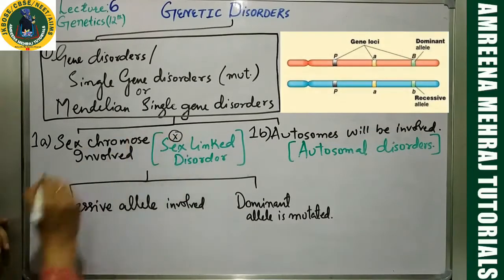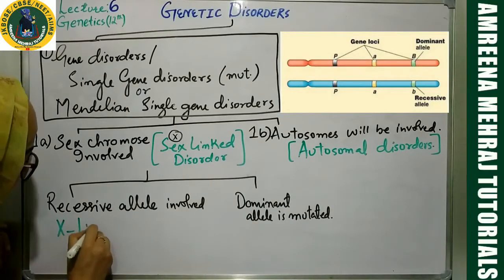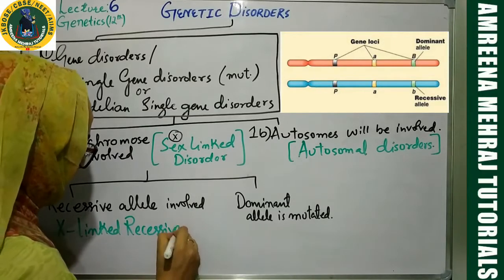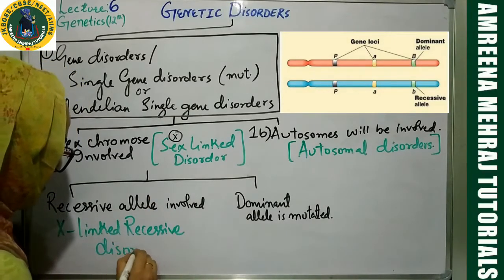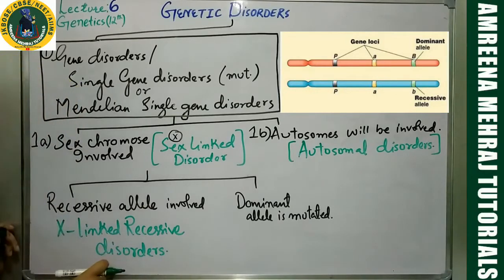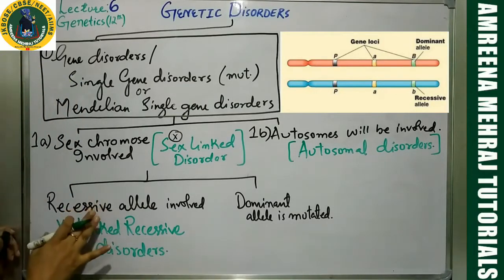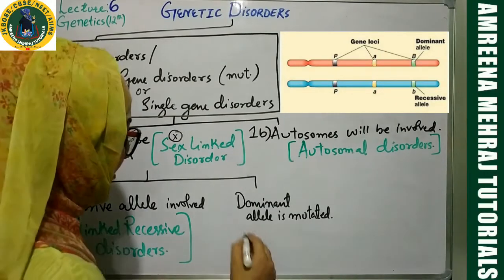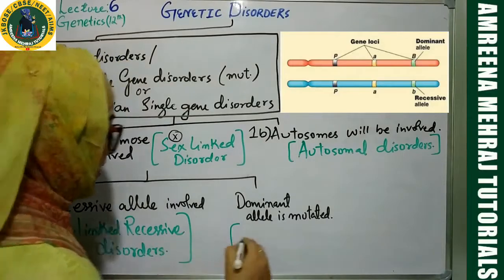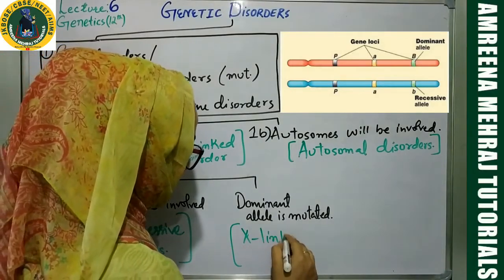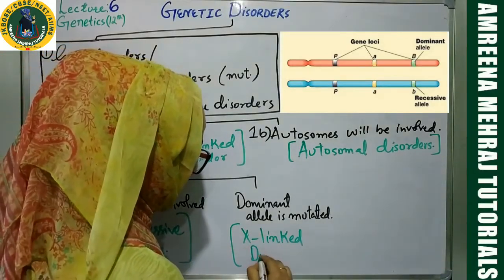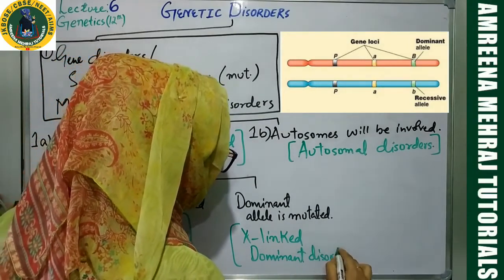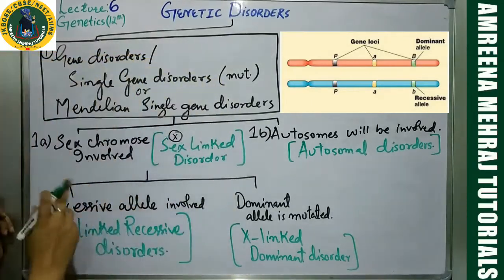Since we have taken the X chromosome, I'll write X-linked recessive disorders. That means the mutation is in the X chromosome, but it's a recessive mutation; the recessive allele is mutated. And the other will be called X-linked dominant disorder. Because I told you earlier they are Mendelian, you have Mendel's terms, recessive and dominant.